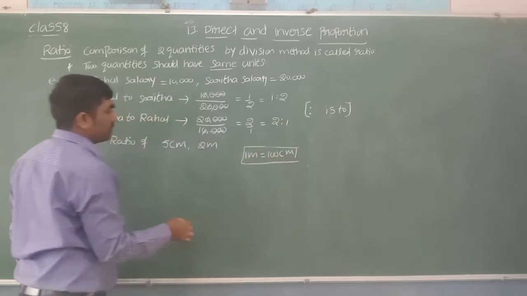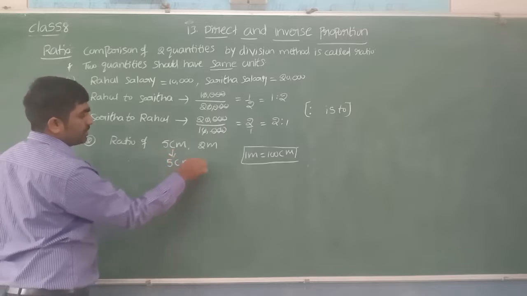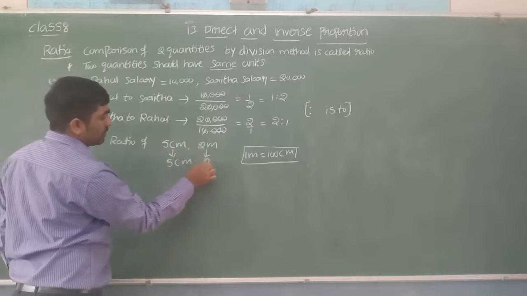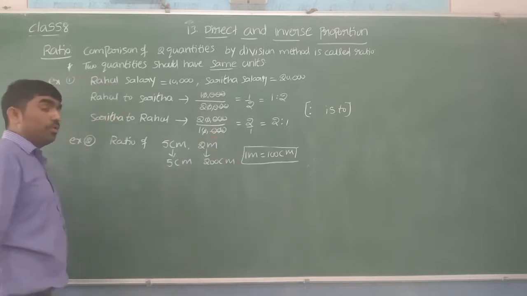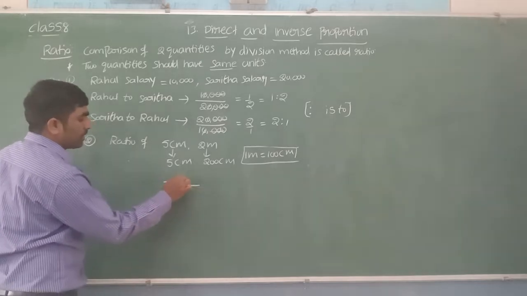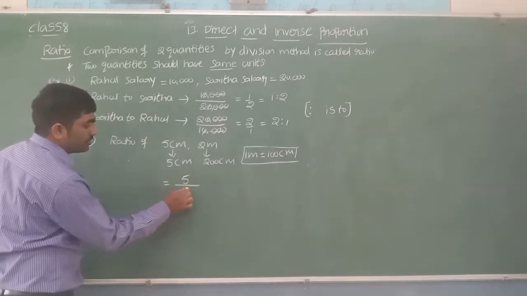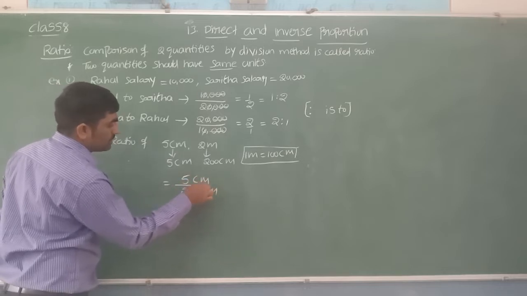Now we can express both in terms of the same unit. I want to express both in terms of centimeter. 2 meter gives us 200 centimeter. Now both are in centimeter, the same units. After getting the same units, you can go with comparison by division method, I mean ratio: 5 centimeter by 200 centimeter.